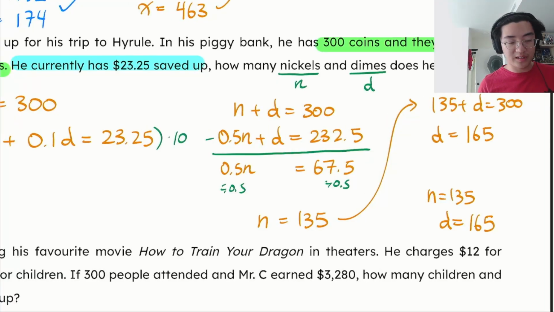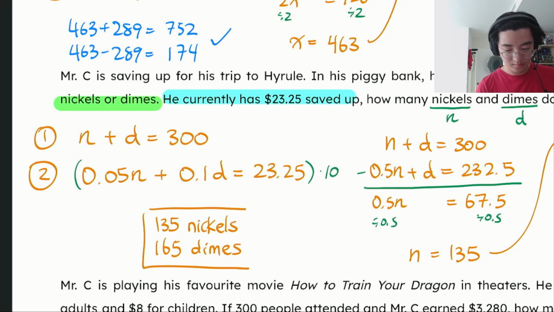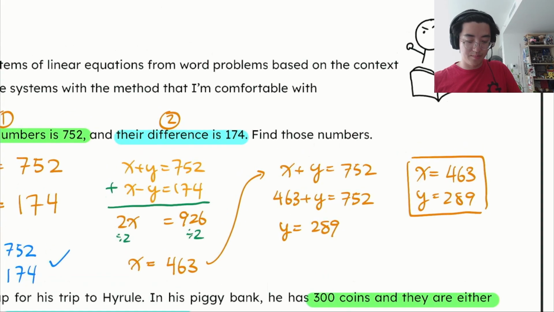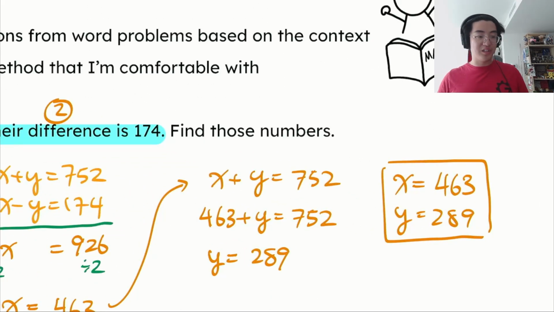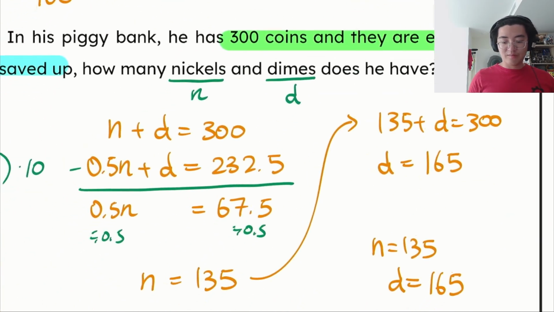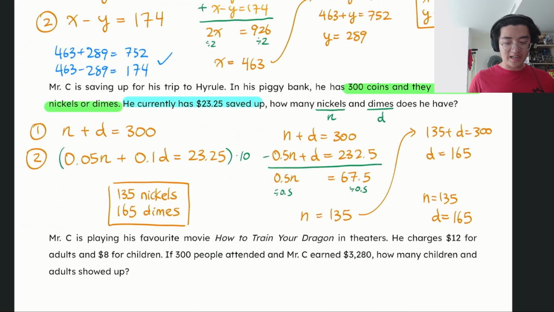So if n is 135, that means we have 135 nickels. And we know d is 165, so it's 165 dimes. Okay, so that's how we give our answer. In a previous example, we used x and y because it's just find those numbers. Those are literally the two numbers. But here, when we just have n is 135, we don't know what n is. N could be anything.